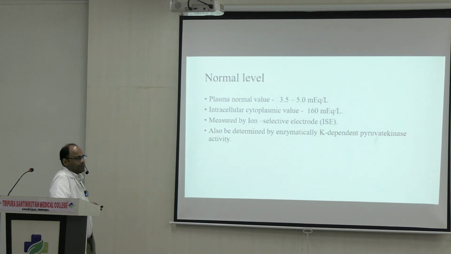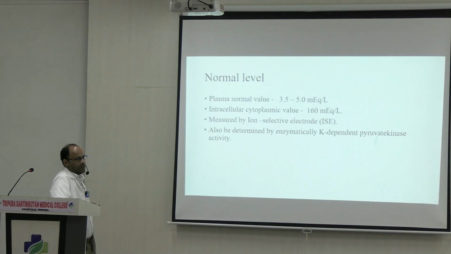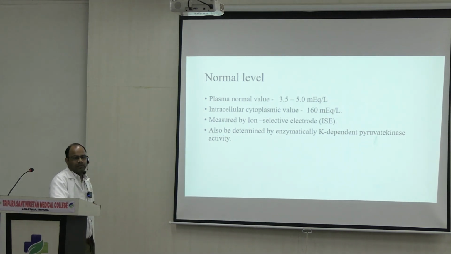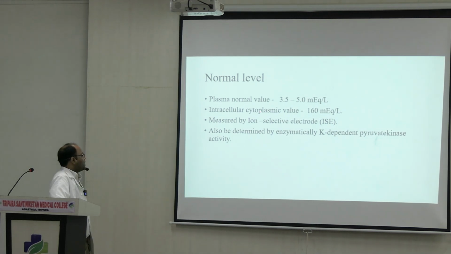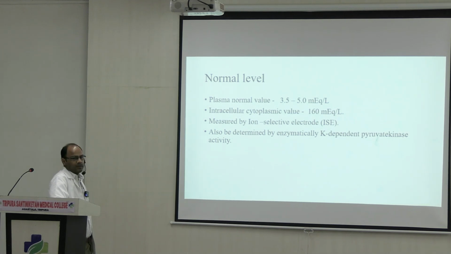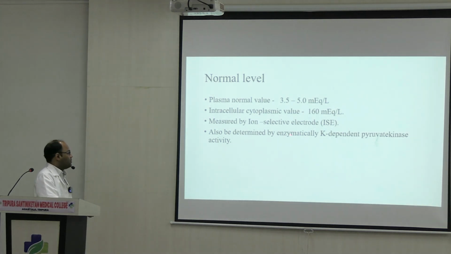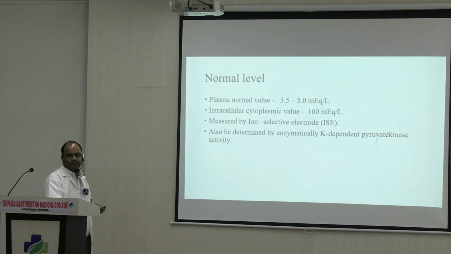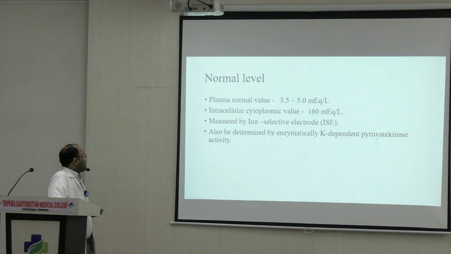The normal plasma level is 3.5 to 5 per liter. Please remember this, everyone. You may be asked in the viva exam. The intracytoplasmic value is 160. See, the difference is very high. Here also we use the ion selective electrode method, ISE method. It can also be determined by sodium dependent pyruvate kinase activity. This is also an enzymatic method.